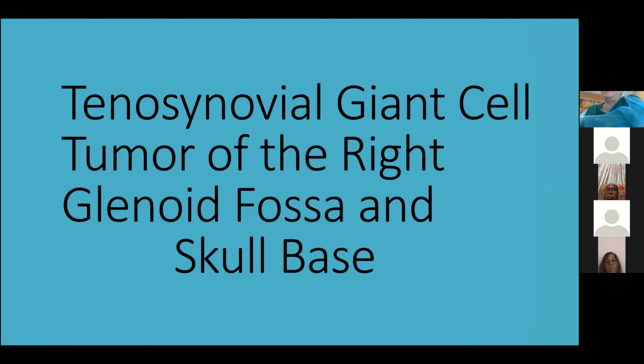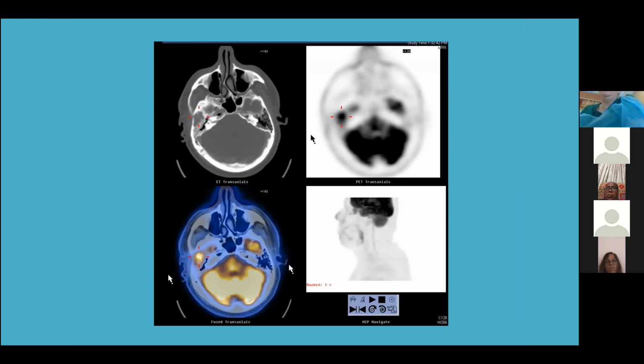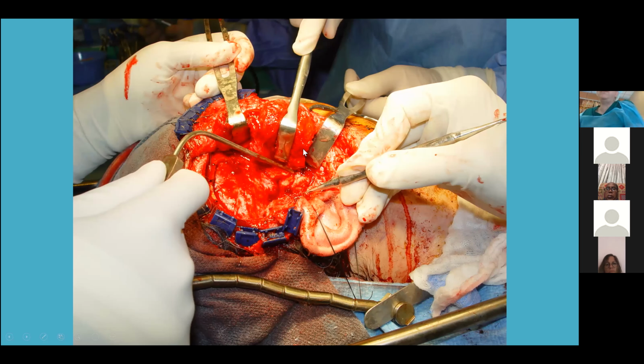Here's a rare tumor, a tenosynovial giant cell tumor of the right glenoid fossa and skull base, picked up in my office as a TMJ complaint. We can see the tumor here in the glenoid fossa. Intraoperatively, working with neurosurgery, we removed the right temporal bone, full thickness, and excised the glenoid fossa into the middle cranial fossa, shy of the jugular and carotid vessels.